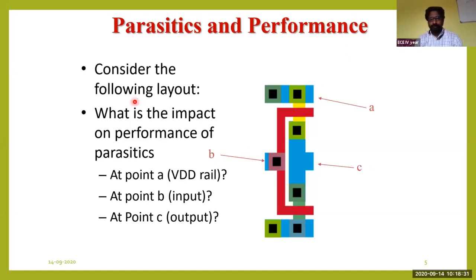So first, let us consider this particular layout here. Let us see what the impacts are where these parasitics are formed in this layout. The first one is at the point of the VDD rail, the second is at the point of input, which is called the B point, and the third is at the point of output. So these are the three main regions where we are supposed to concentrate while designing the transistors or CMOS circuit layouts.